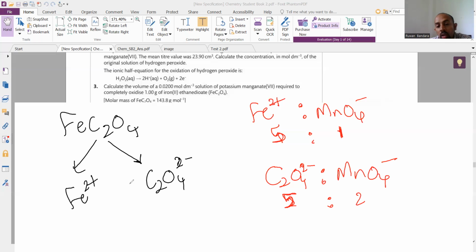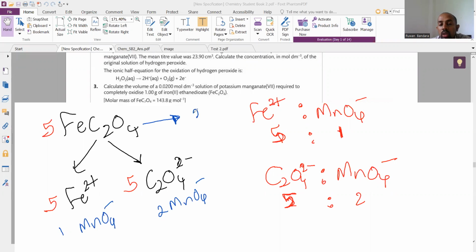Therefore, you can say, if we take 5 moles of FeC2O4, you have 5 moles of Fe2 plus and 5 moles of C2O4 2 minus. To react with 5 moles of Fe2 plus, you need 1 mole of MnO4 minus. And to react with 5 moles of C2O4 2 minus, you need 2 moles of MnO4 minus. So altogether, to react with 5 moles of this FeC2O4, you need 3 moles of MnO4 minus. Then is this clear? Or not?